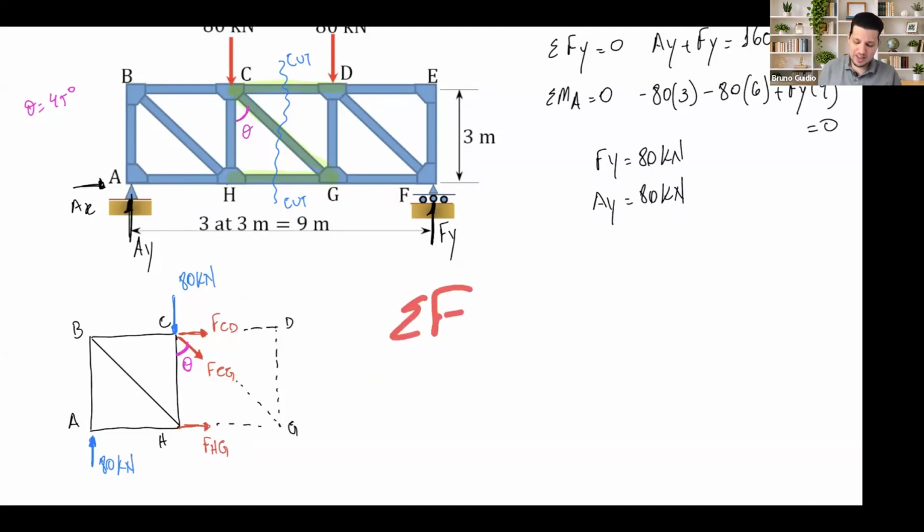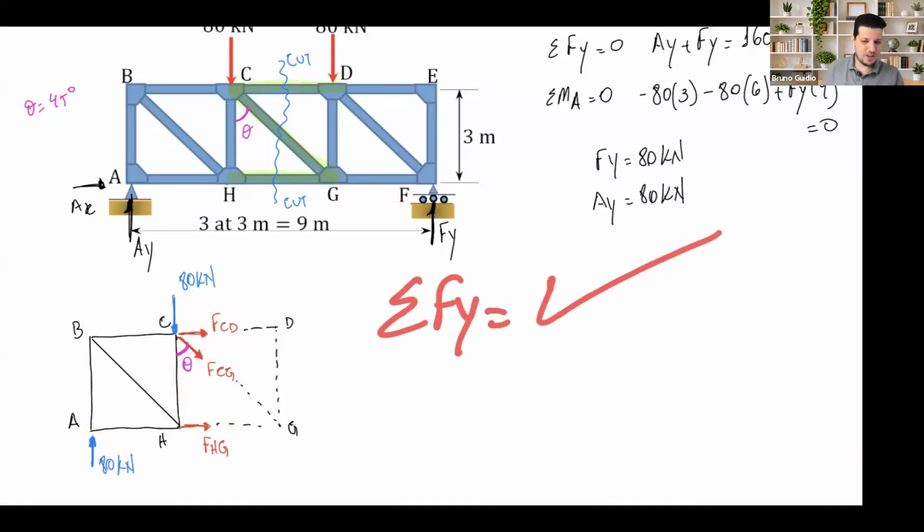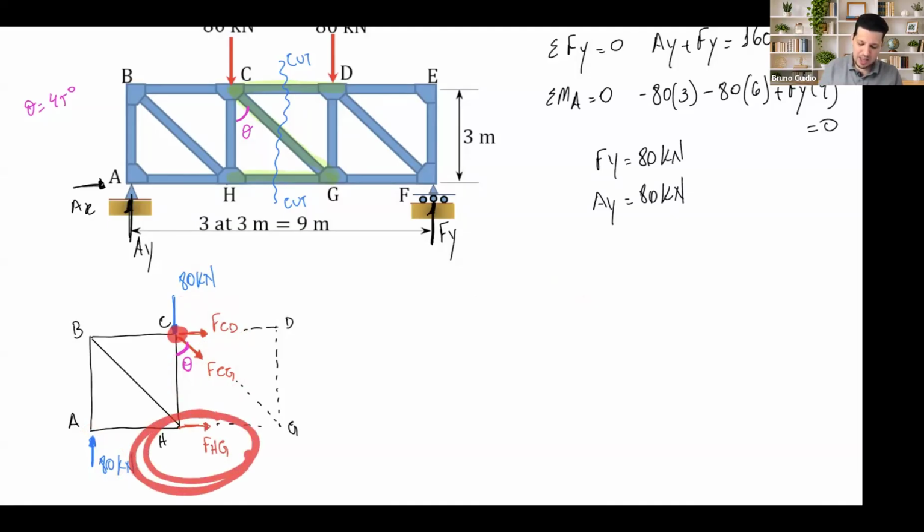Sum of the force in y. Sum of the force in y is going to work. I have just the FCG y component. Those are just x. So sum of the force in y is going to work. And moments, some moments I can find as well. For example, I can do the moment about C. Moment about C, I can find FHG. Okay? So let's do that.